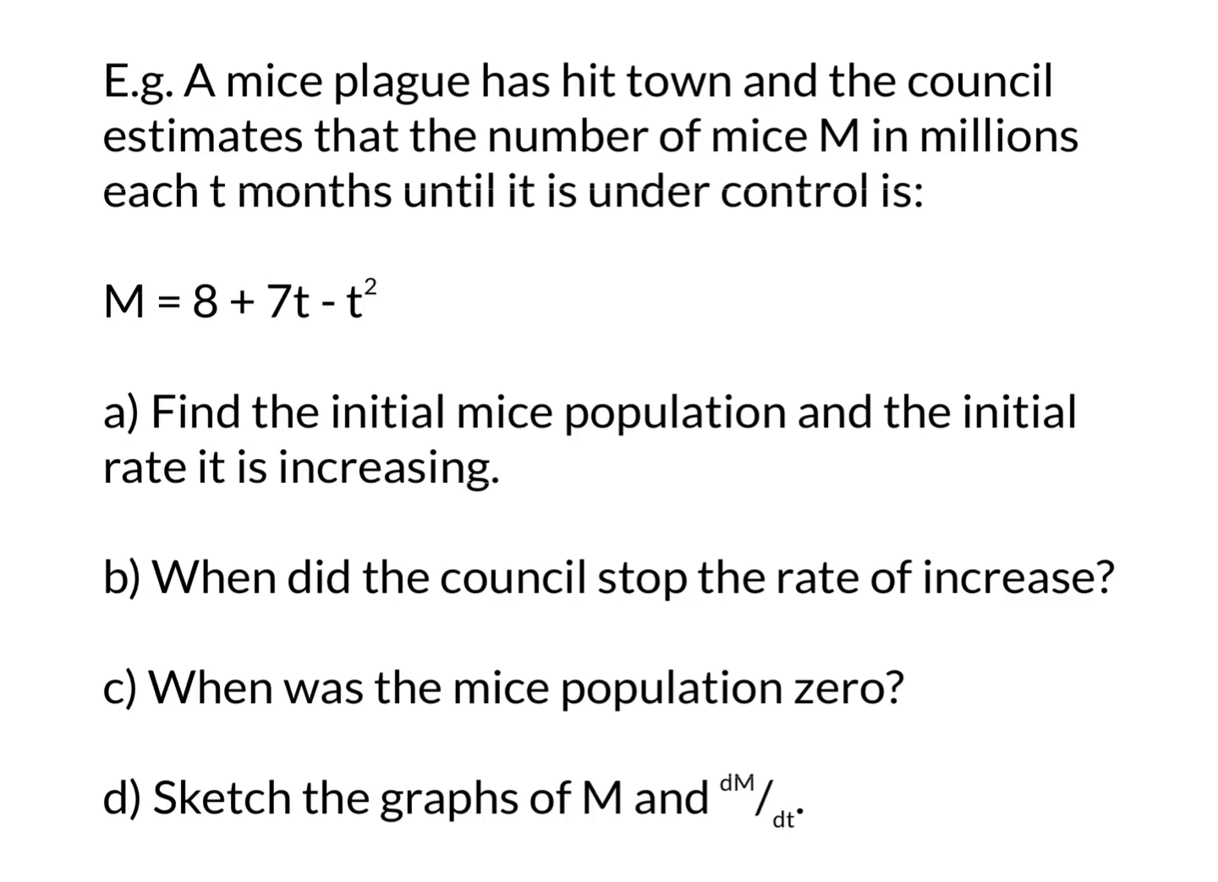So we're going to look at a mice plague that's hit town. The council wants to deal with it, and the estimate amount of mice is represented by M equals 8 plus 7t minus t squared, where M is in millions and t is in months. And we're going to find the initial population and the initial rate. We're going to find out when the rate stopped increasing, and we're going to have a look at when the mice population was 0, and then sketch the graphs at the end.